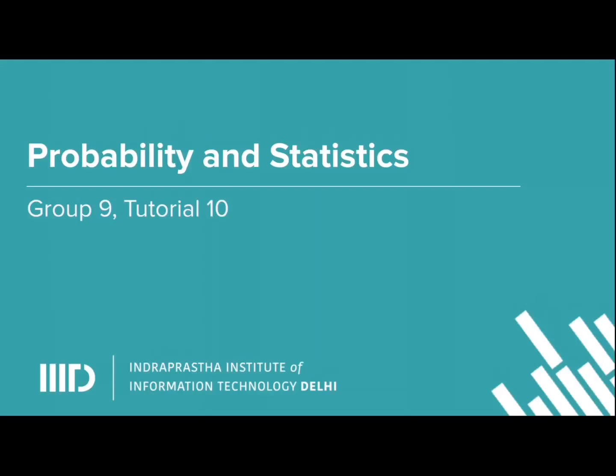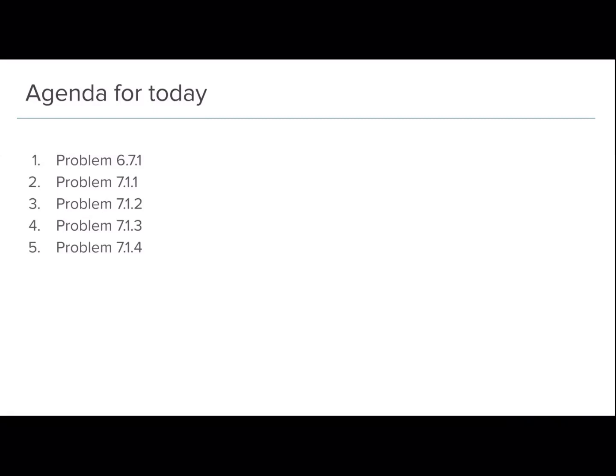So we'll be starting with tutorial 10 today. These are the problems that we'll be going through. So we've already gone through problem 6.7.1 once in the previous tutorial, but we'll be going through it again just to revisit the concept of approximate central limit theorem.